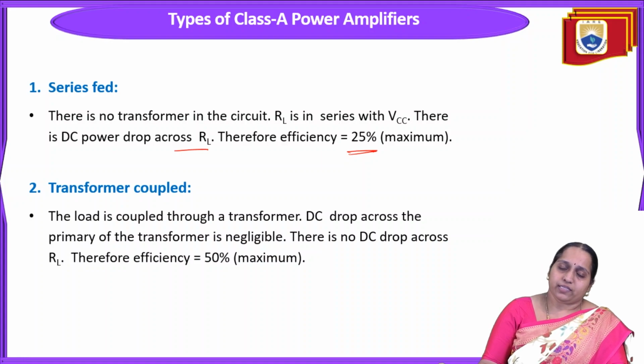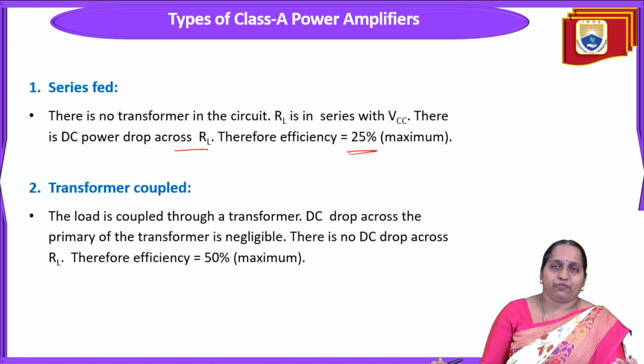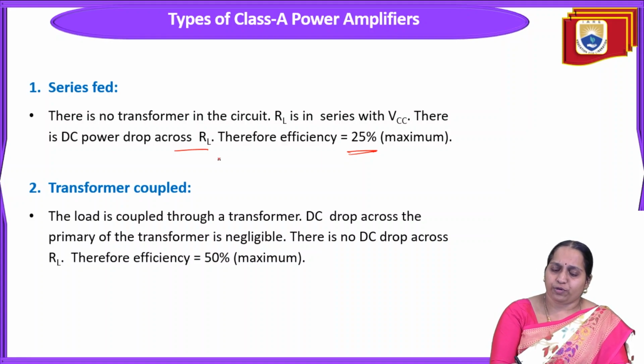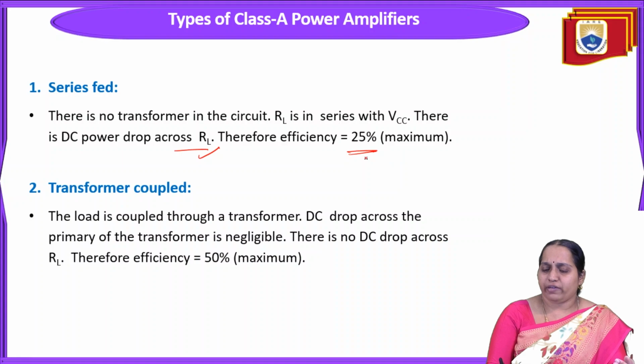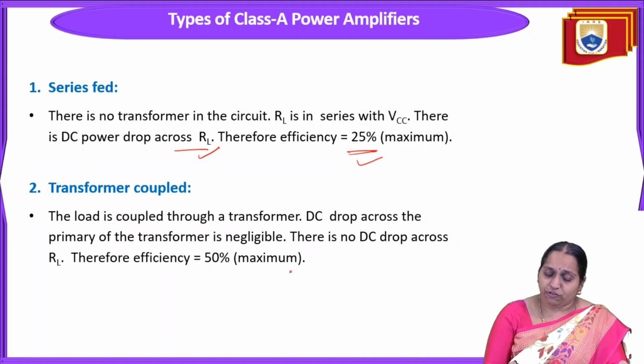Okay. That is, in series fed class A power amplifier, you are not going to use any transformer. The load resistor RL is directly connected in series with the DC supply VCC. Okay, and there is some DC drop across RL, so we'll be having a maximum up to 25% of efficiency only. Okay, coming to transformer couple, the load is coupled through a transformer.